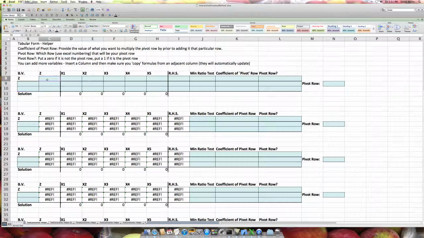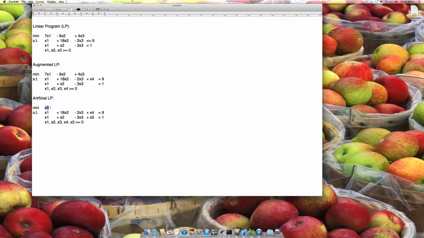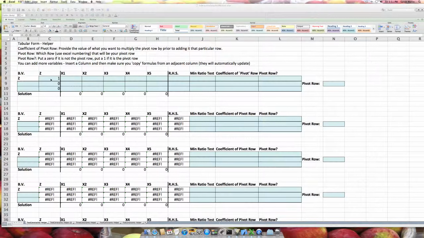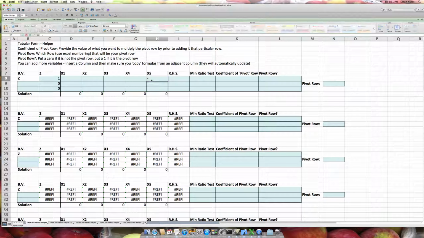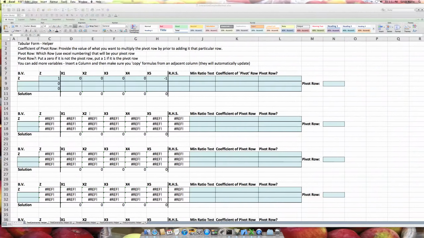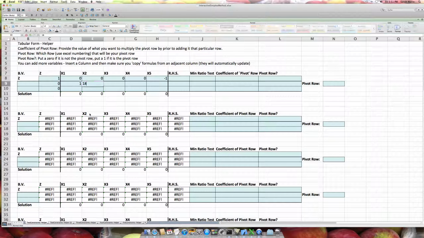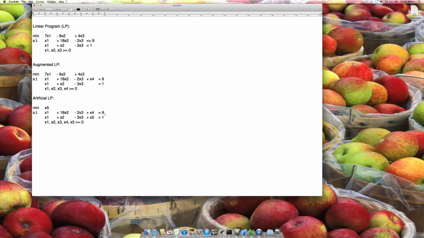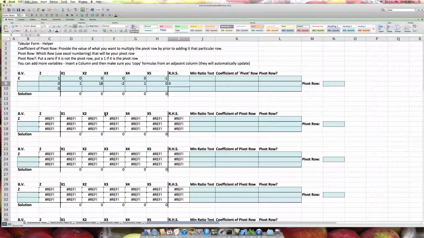So to start, I'm just going to signify that this row is for the objective function and these are for constraints. Then I want to minimize x5, so essentially I'm setting z minus x5 equal to a value. So I'm going to take -1 there and 0 for the rest of these. Then I'm going to plug in my constraints. So 1, 18, -2, 1, 0. And the right-hand side was 9.